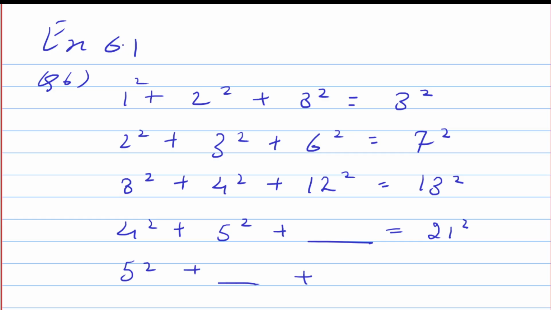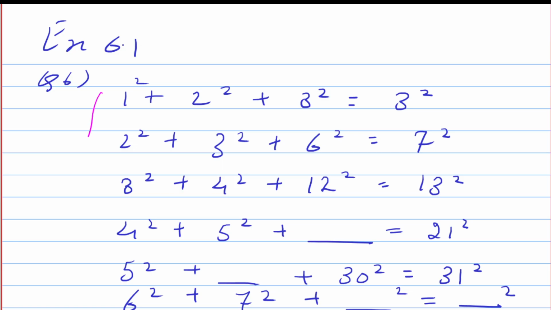Plus again blank. 30 square is equal to 31 square, and 6 square plus 7 square plus blank square is equal to blank square. Okay, let's try and fill these blanks. Look at the first line over here. I can see 1 square, 2 square, 3 square, 4 square, 5 square, 6 square. Okay, that is giving me a pattern. Next I have 2 square, 3 square, 4 square, 5 square, and 7 square. So what will I get over here?